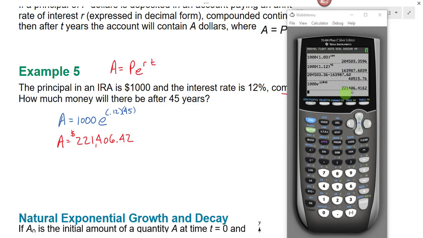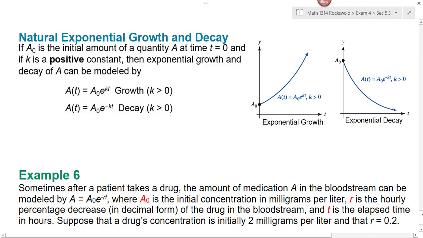So like I said, the more often you can compound your investment, the more money you'll make in the long run. If we get out of the realm of finance and we start talking about natural exponential growth and decay, if a sub naught is the initial amount of a quantity a at time t equals 0 and k is positive, then we have exponential growth here because our exponent is positive. But if our exponent is negative, we have exponential decay.